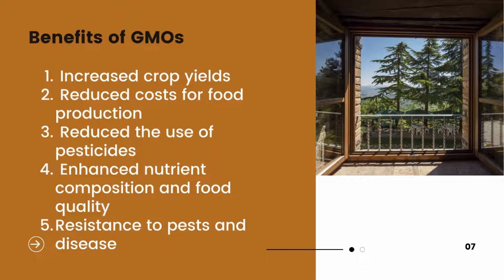Fourth is the enhanced nutrient composition and food quality. A gene selected for modification can increase or decrease the vitamin, mineral, or fatty acid content found in the modified food. For example, golden rice is genetically altered to increase its beta-carotene content. Another example of this would be food with more desirable traits, such as potatoes that are altered so that they could produce less of a cancer-causing substance when fried.